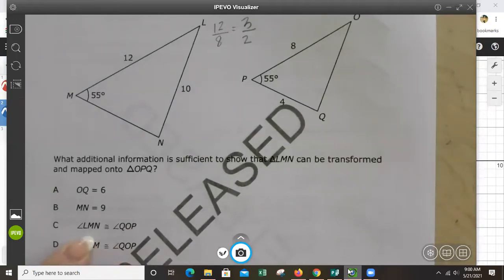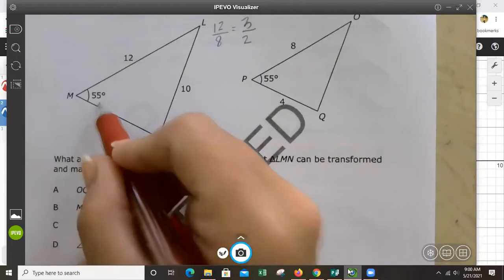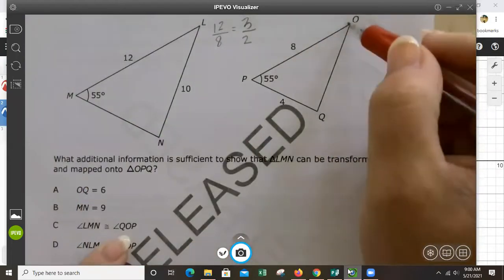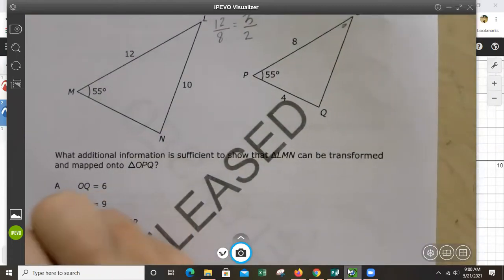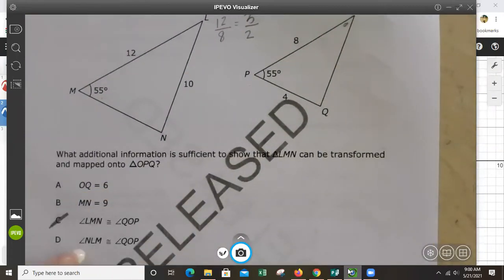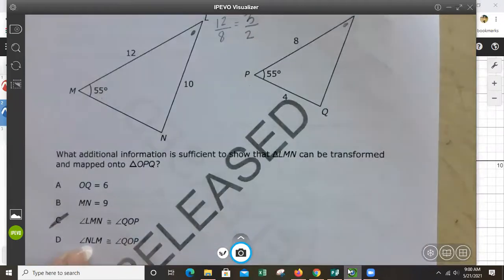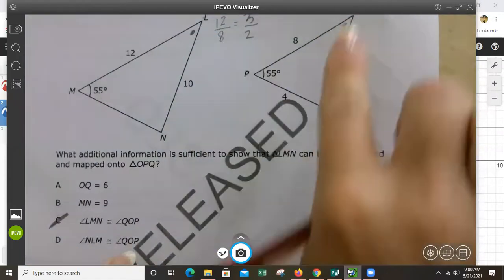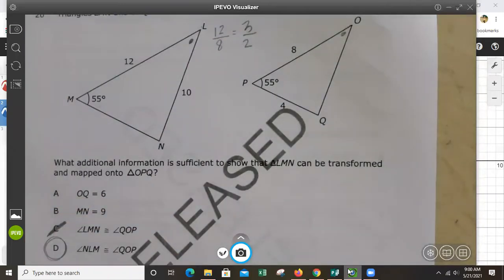Angle LMN, follow it around, LMN, that one's 55, has to be congruent to QOP. That's this one. Is that the truth? No, they're not even the same position. So we know that that's not right. NLM, that's this angle right here, has to be congruent to QOP. It has to be. So this is going to be our answer, but I'm going to show you why the other 2 are not because we're about to do one with more proportions. So I want you to see the proportions as well.